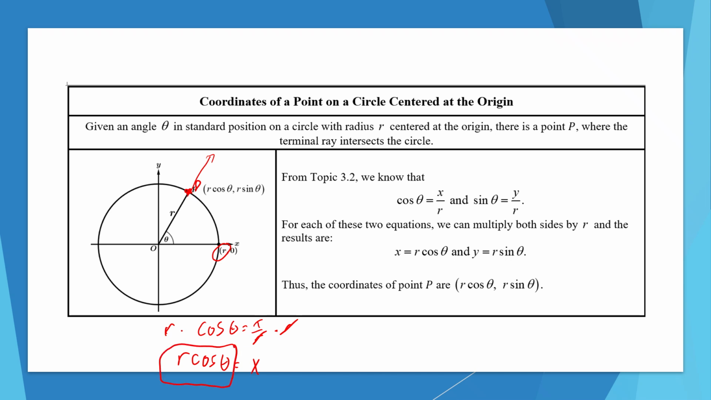Same thing with sine. If you had sine theta equals y over r, multiplying both sides by r, you get r sine theta equals y. And that's our y coordinate, our radius times the sine. This is really what a unit circle is, but when the radius is 1, it just simplifies to cosine comma sine. When the radius isn't 1, we basically just take our coordinate and multiply it by our radius. And so this is going to be our coordinate for any point on a circle like this.